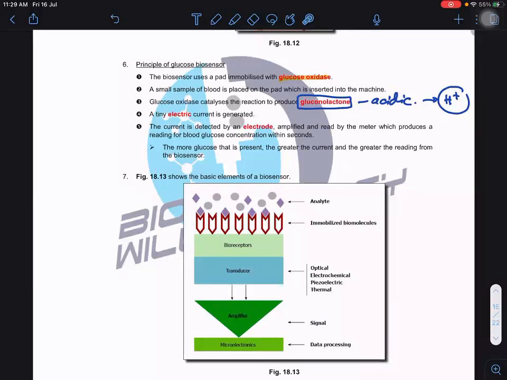But this electricity is very, very minor, of minute intensity. We need an amplifier to amplify this intensity so that we will be able to read it and get the exact reading. Okay.